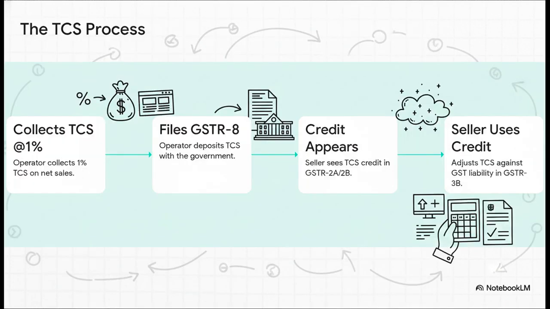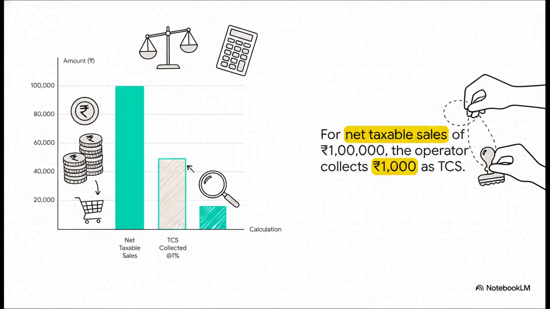So how does that actually work behind the scenes? Well, first, the marketplace figures out your net sales for the month. Then, they take out that 1% as TCS from your payment. After that, they deposit that money with the government by filing their own return, which is called a GSTR-8. And finally, that amount pops up in your GST portal as a credit you can use. Just to put some simple numbers on it, let's say your net taxable sales for a month were 1 lakh rupees. The marketplace would simply collect 1% of that, which is 1,000 rupees, as TCS. They handle all of this for you.